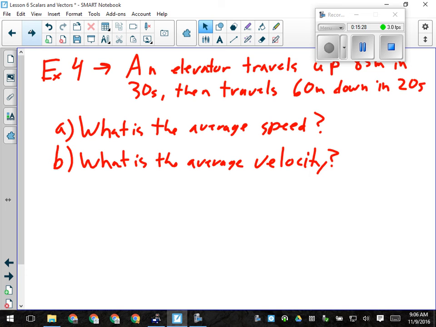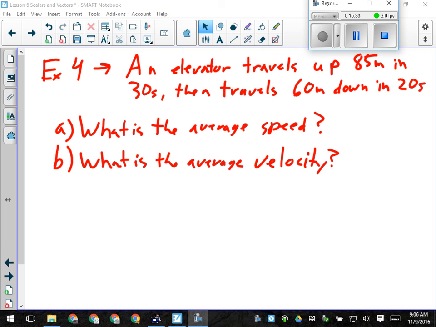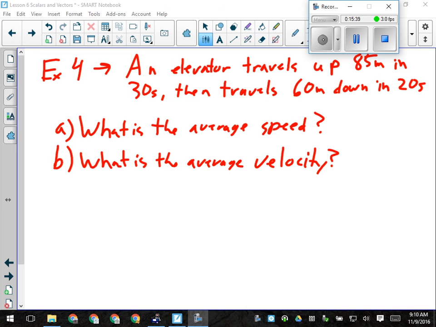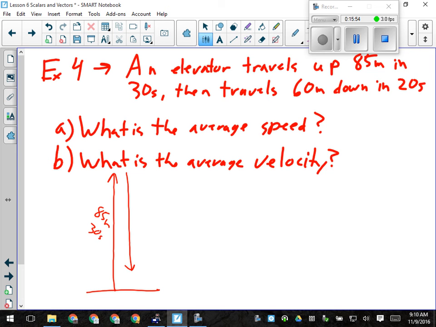Okay, I want you guys to try this one. Before I do it, I want you guys to give it a try. So the elevator travels up 85 meters. Let's say this is ground level right here. It goes 85 meters up and then travels 60 meters down. Now this 85 meters takes 30 seconds. Then it travels down 60 meters and that takes 20 seconds.